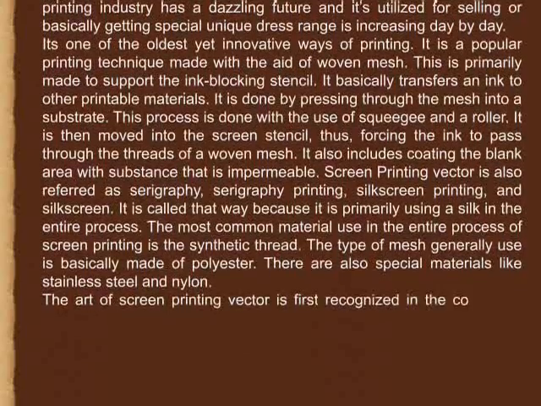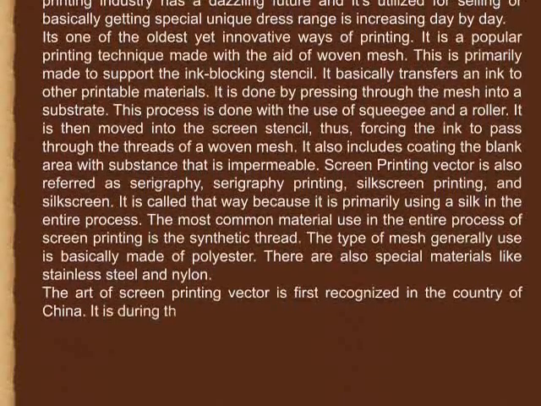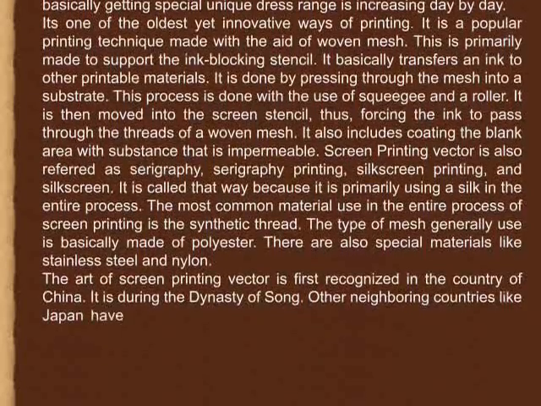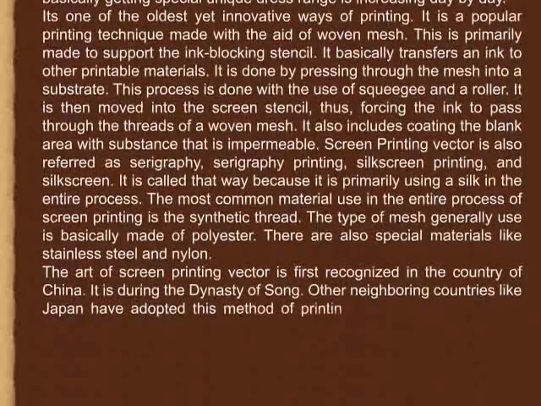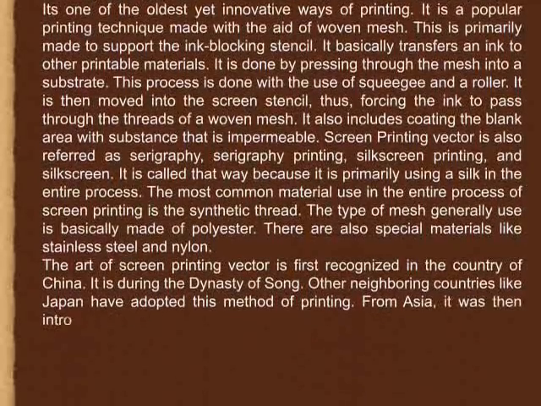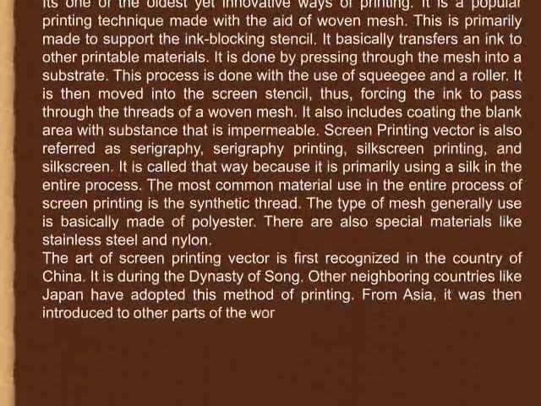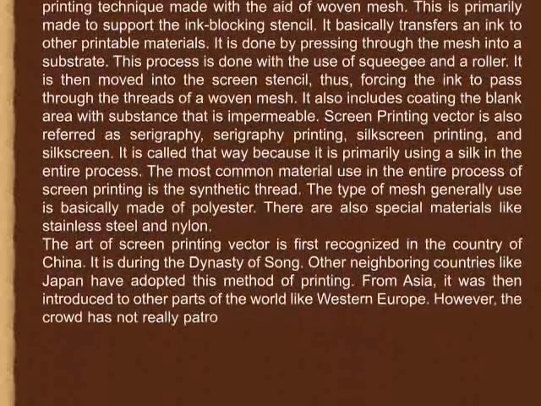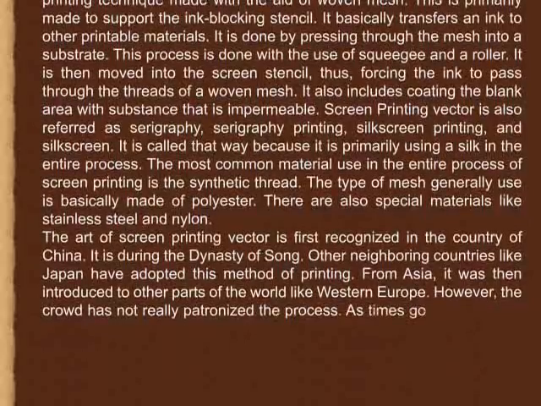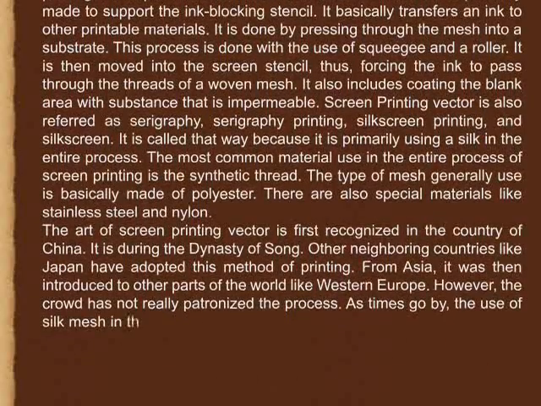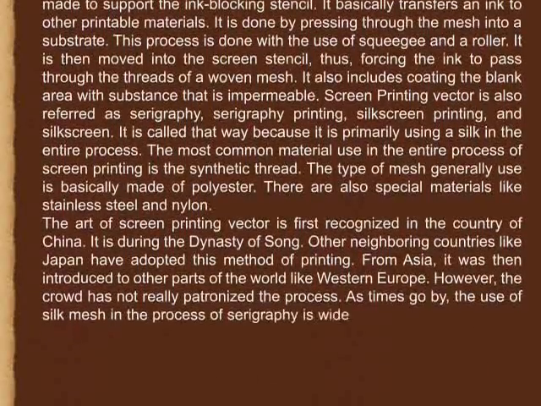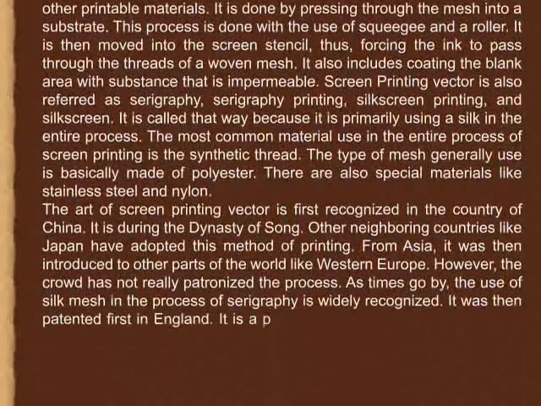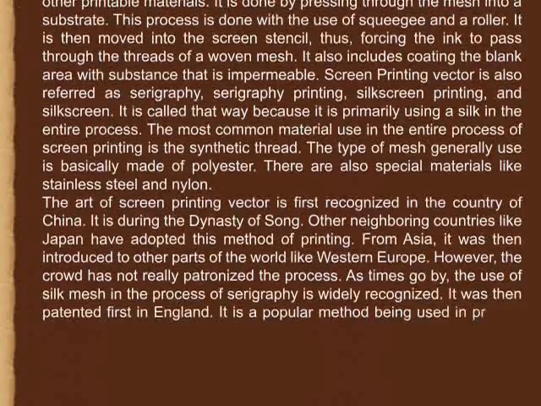The art of screen printing vector was first recognized in the country of China. It was during the Song dynasty. Other neighboring countries like Japan have adopted this method of printing. From Asia, it was then introduced to other parts of the world like Western Europe. However, the crowd has not really patronized the process. As times go by, the use of silk mesh in the process of serigraphy is widely recognized. It was then patented first in England.